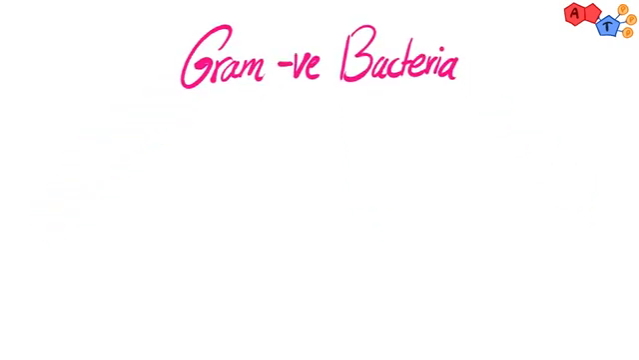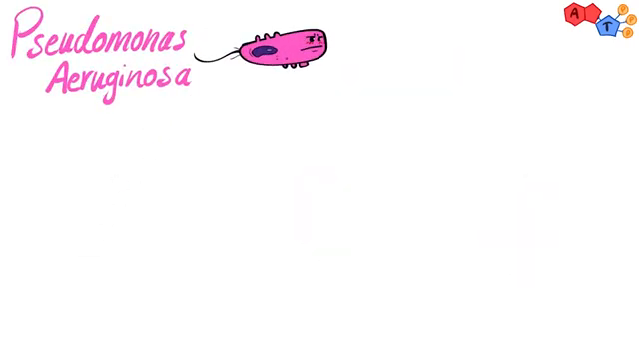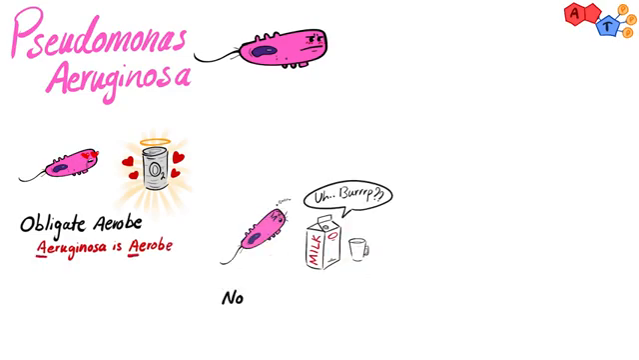In this video, we'll take a look at some of the important gram-negative bacilli. The first one, we're going to call him Pseudomonas aeruginosa. He's an obligate aerobe, and a cool mnemonic to remember this is aeruginosa is aerobic. He's also non-lactose fermenting, but is positive for oxidase, and this is particularly important for lab interpretation, and we'll discuss this more in the second part of this topic.